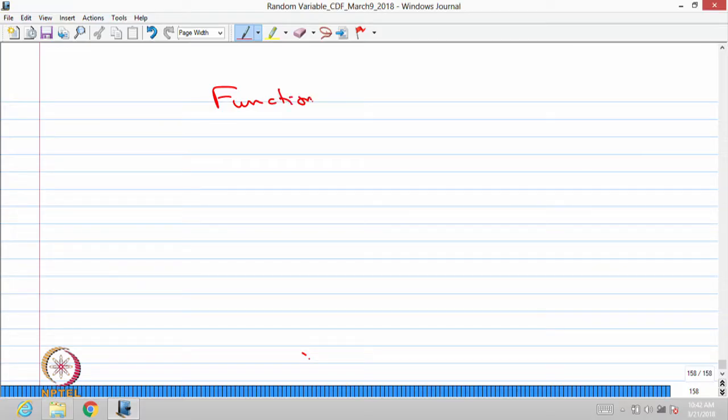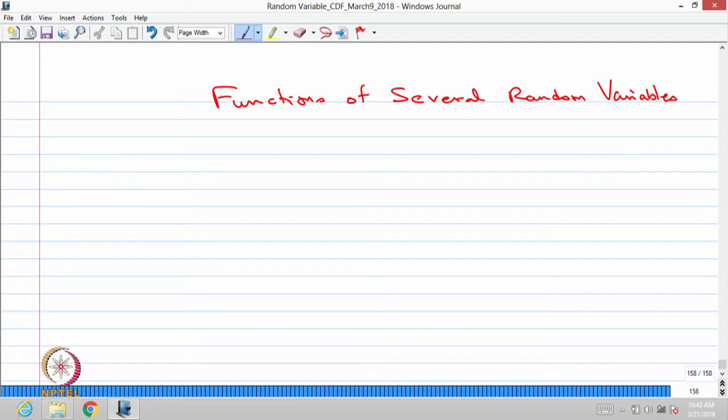In this week, we are going to discuss the model on functions of several random variables. In the last model, we discussed more than one random variable together that form a random vector, and we discussed the joint distribution of n-dimensional random variables. Now, in this model, we are going to discuss functions of random variables.